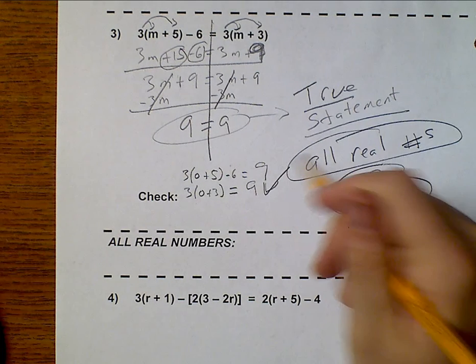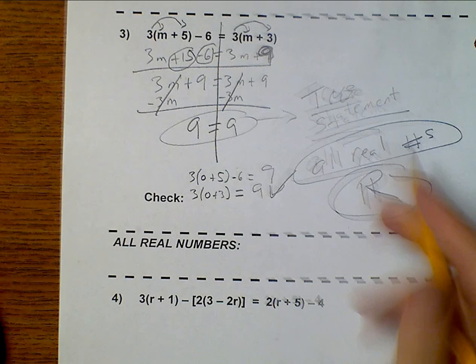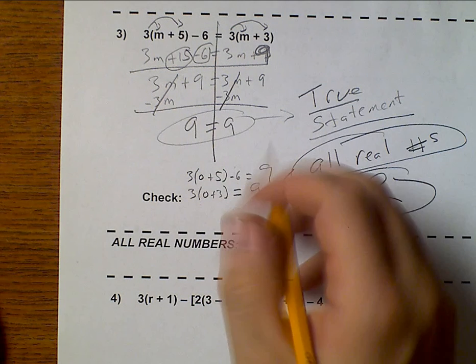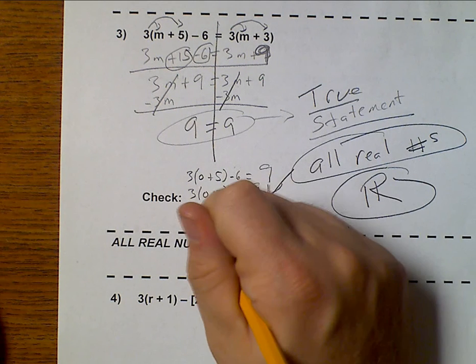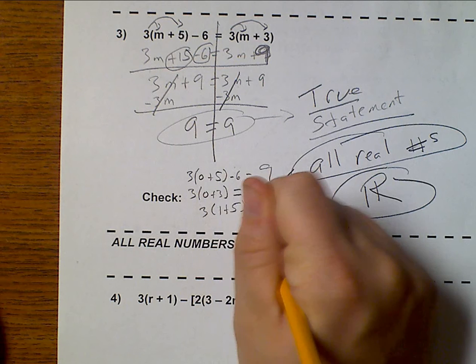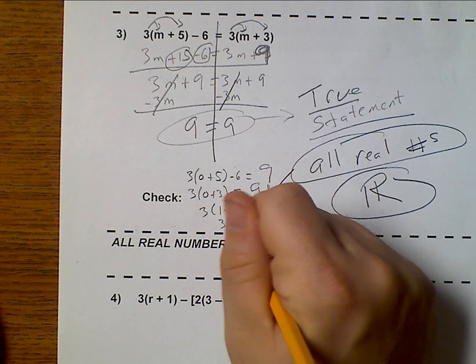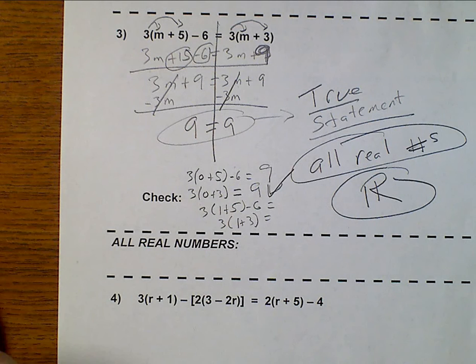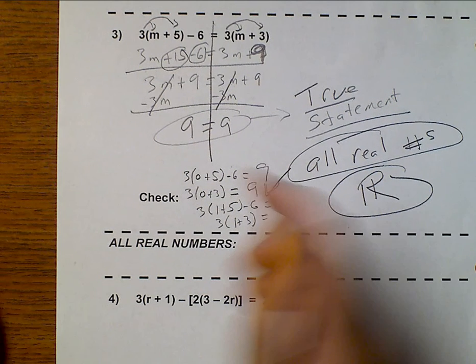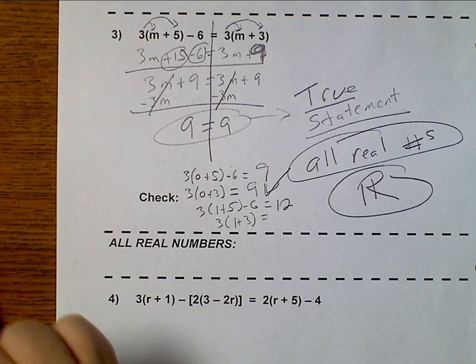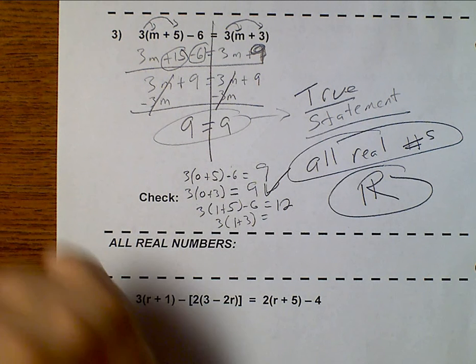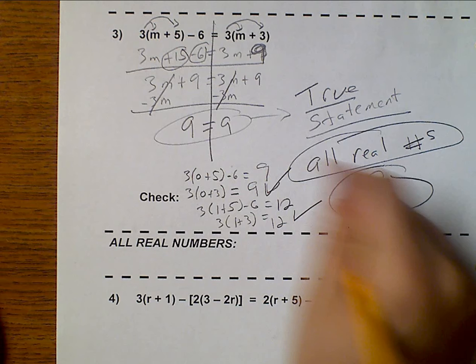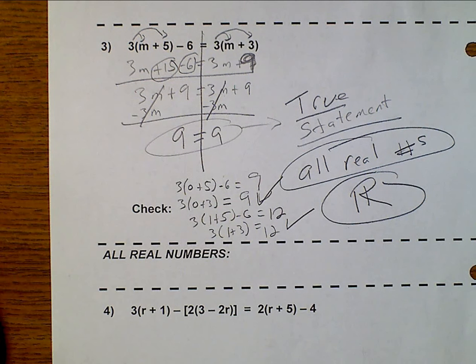But I'm also going to check another number because it's all real numbers, so 0 should work. 1 should also work. So if I plug in for 1, I get 12 and 12, and so it also checks. And so while I really can't check on no solutions, I can still check on all real numbers.